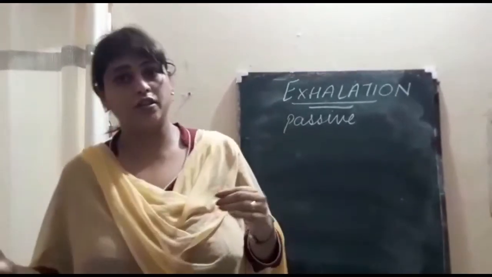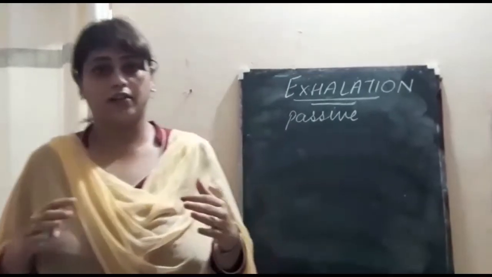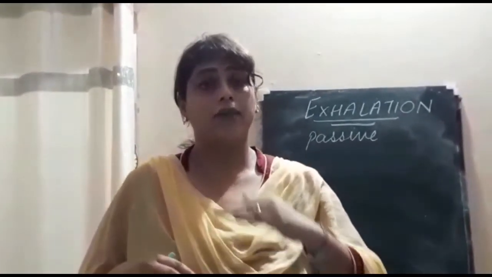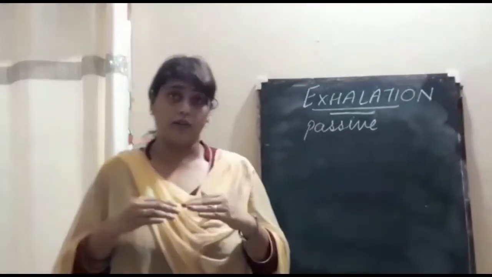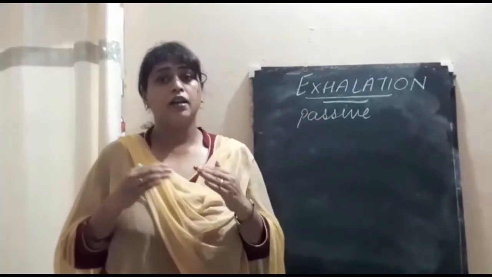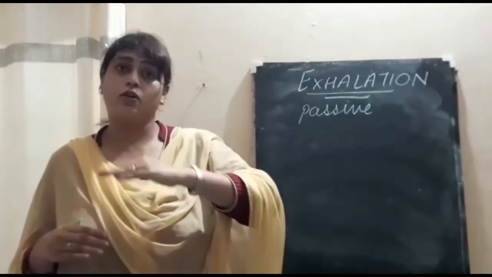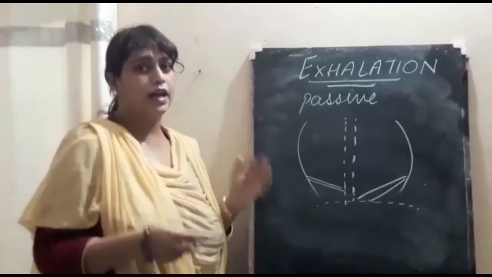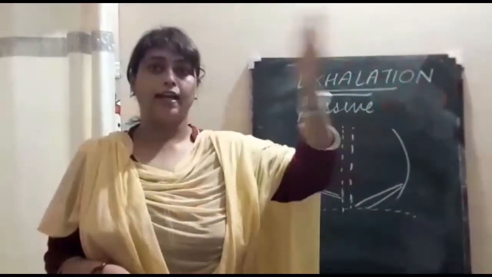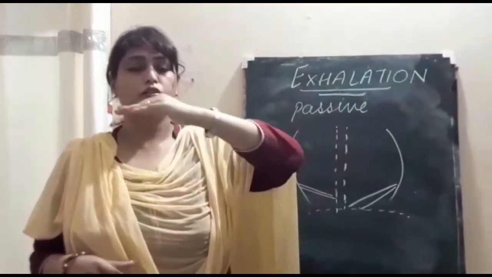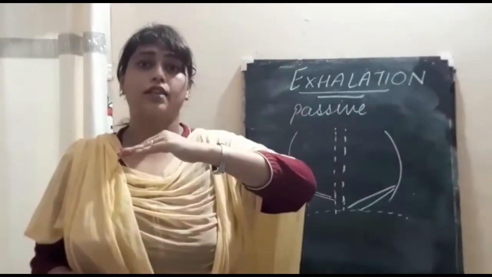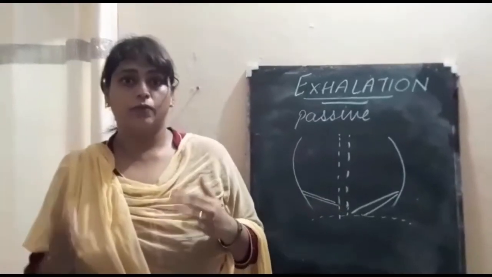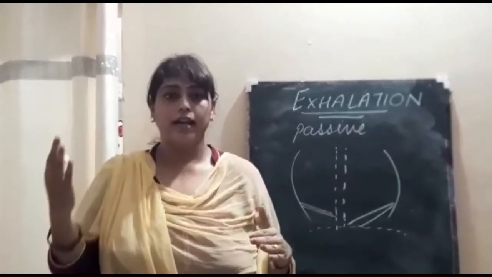Now in exhalation, the thoracic cavity decreases, and the intercostal muscles which are present in between the ribs relax, and the ribs come to their normal position. So the diaphragm is coming back and it is again in a dome position. So that means the reverse of the inhalation. The reverse of inhalation is exhalation.